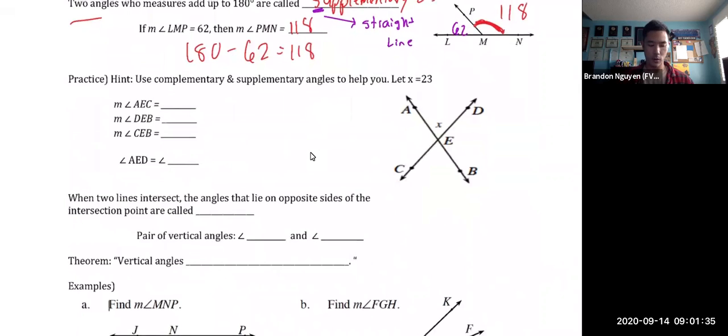Try this on your own real quick. Use complementary and supplementary angles to help you. So if I say X is 23 degrees, boom, this is 23 degrees. Find the other 3 angles. Find these 3.